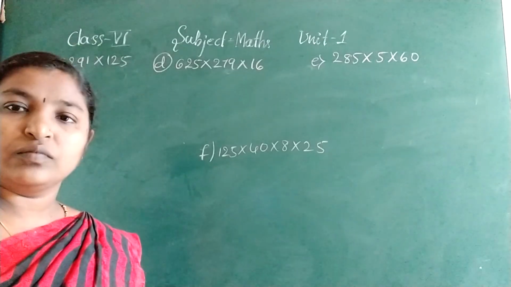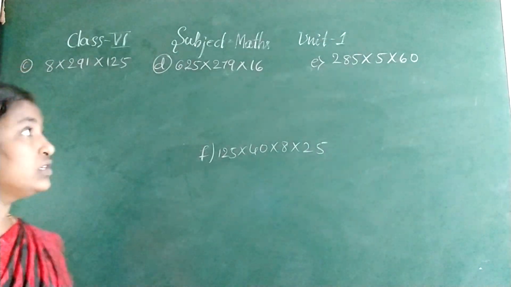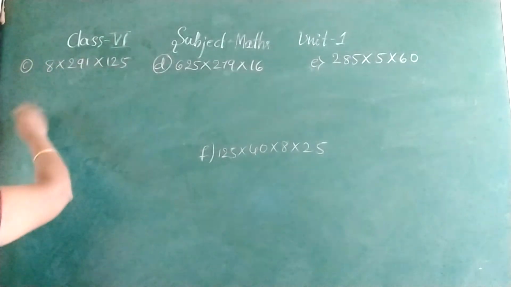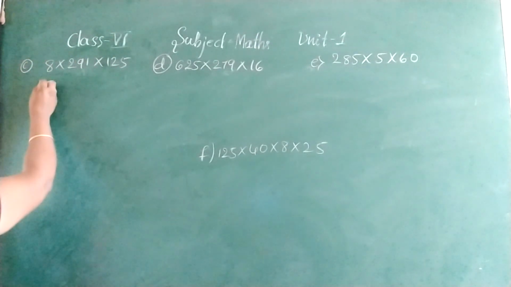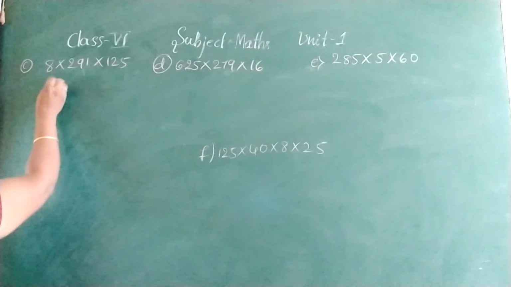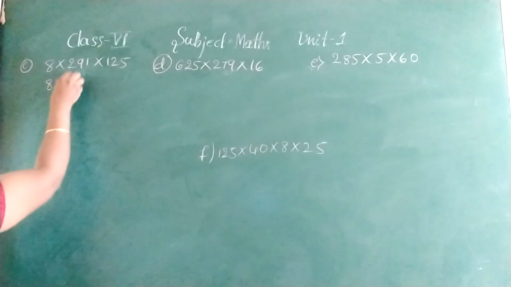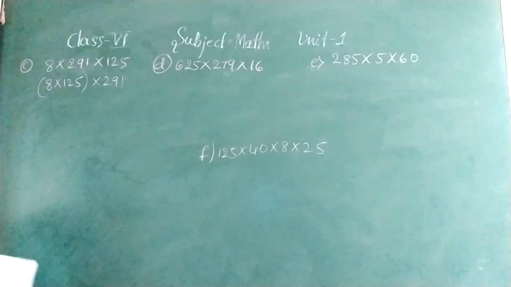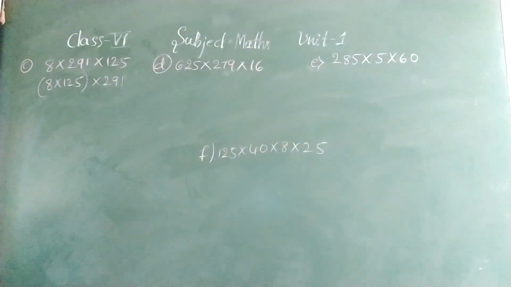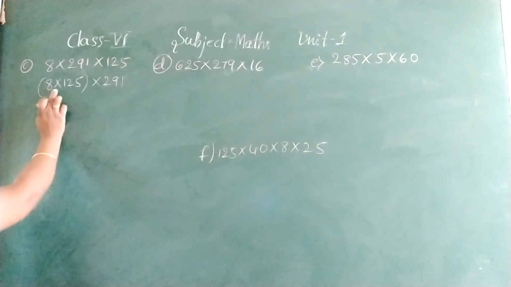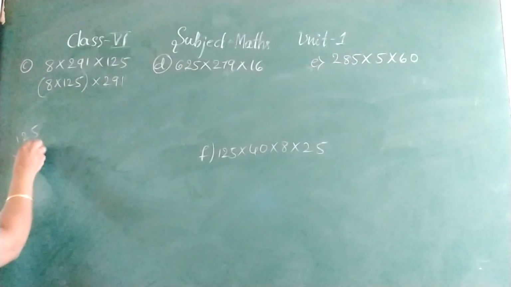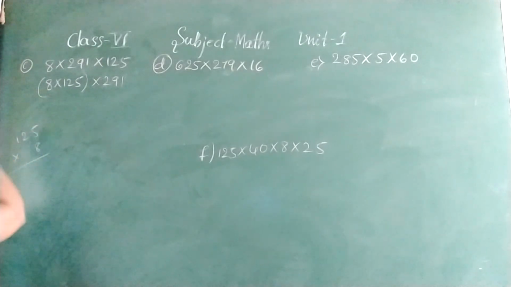Next question, let's solve this. 8 into 291 into 125. So do the groupings. I'll take these two: 8 into 125 into 291. So 8 into 125, if we do 125 into 8. So 5 8s are.